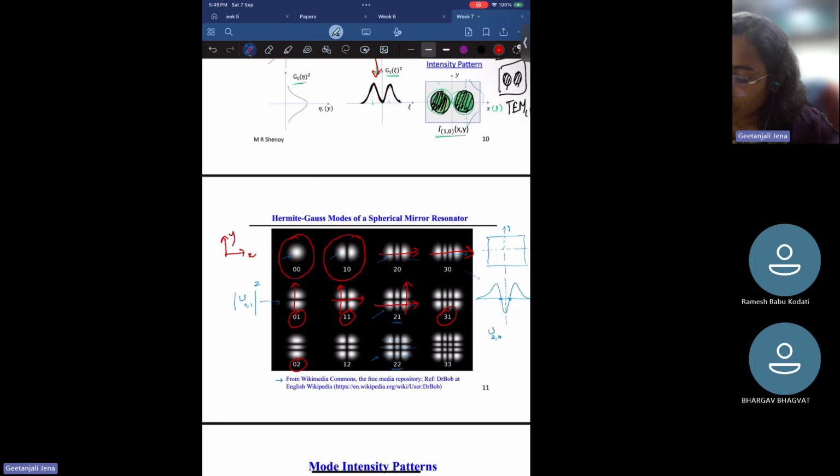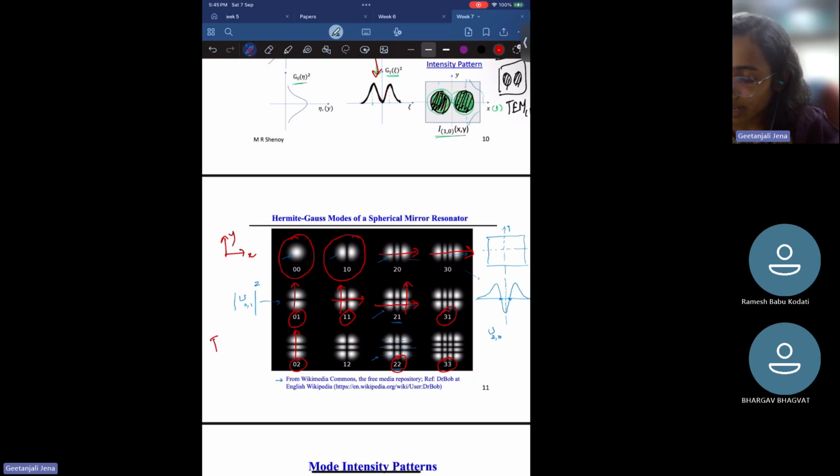Similarly for 0, 2, we don't see any zero along the x direction, but we'll see 2 zeros when we move along the y direction. And 1, 2 is for the case where we'll see 1 zero along x direction and 2 zeros along the y direction. 2, 2, 2 zeros along x direction and 2 zeros along y direction. 3, 3 is 3 zeros along x direction and 3 zeros along y direction.